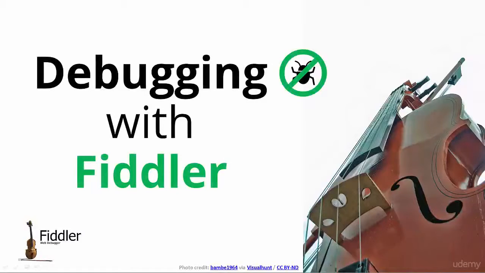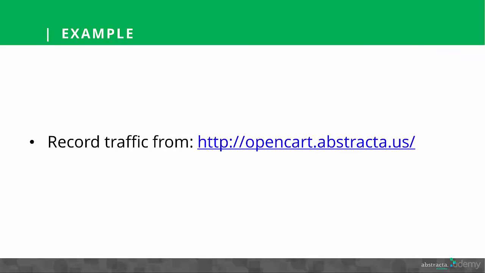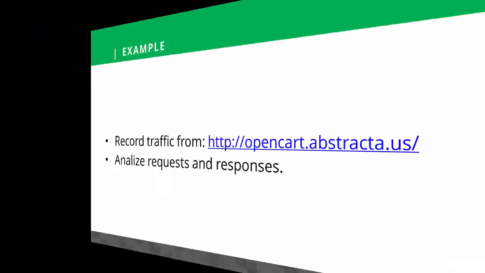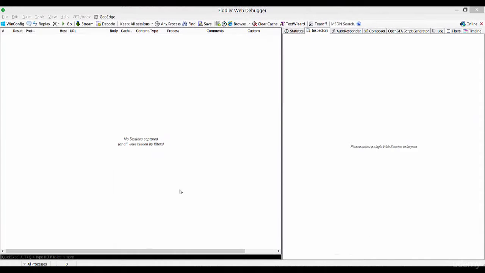At this point, we have already installed Fiddler and have gone through some basic HTTP concepts. So we're now ready to start analyzing traffic with Fiddler. As an example, we're going to use the application OpenCard, and we're going to be analyzing the requests and responses exchanged between the application and the server. So let's start by opening Fiddler.